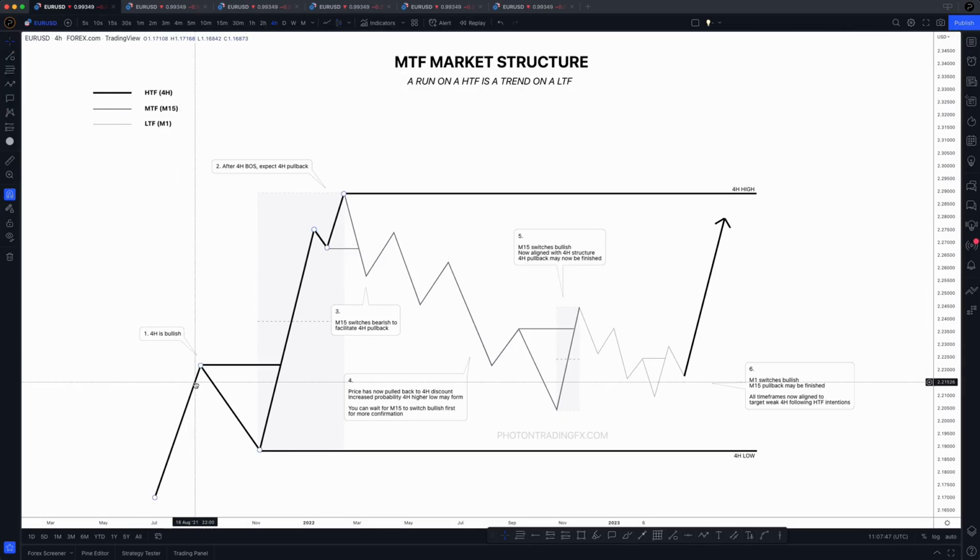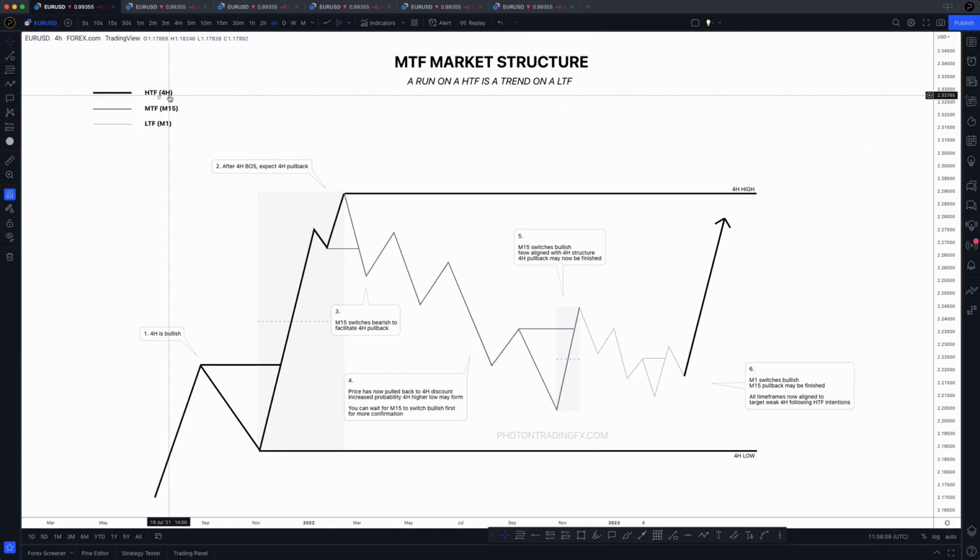So we have the thick black line, which is our higher time frame. I put in brackets actual timeframes if it helps you to think about it a little bit easier. We've got the 4-hour chart as our higher time frame, the thick black line. We then have this thinner gray line, which is our medium time frame, the M15, and then we have the thin light gray line, which is the M1, our lower time frame, right?